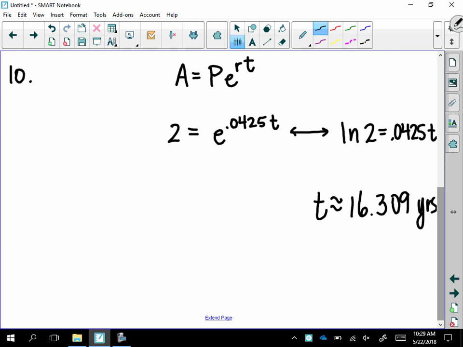And in the big scheme of things, taking 16 years for an investment to double is a really fast time for an investment to double. Now, 16 years seems like a long time, and it is, but in terms of an investment doubling in size, it's a pretty substantial and pretty quick time for that to happen.